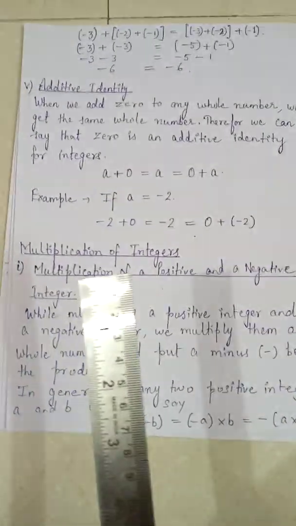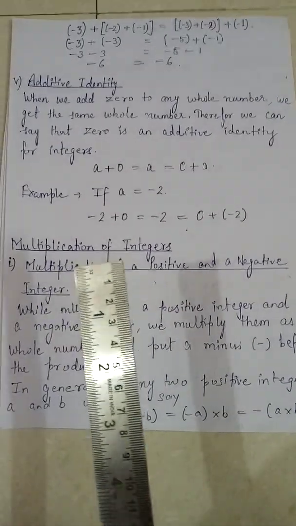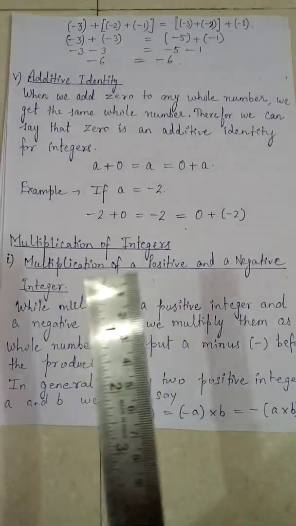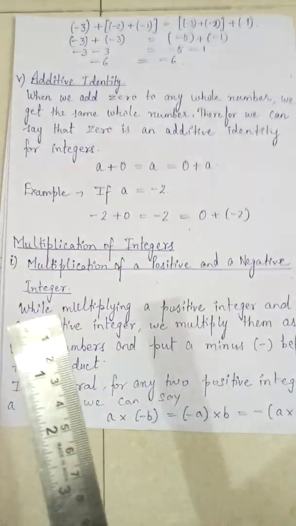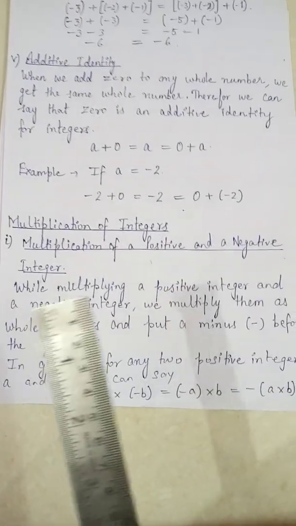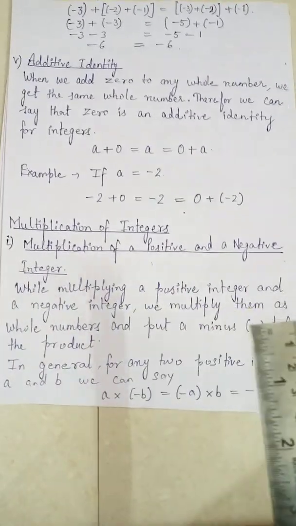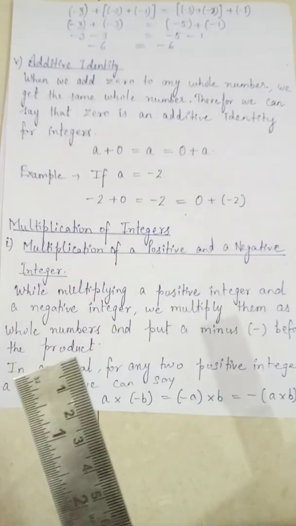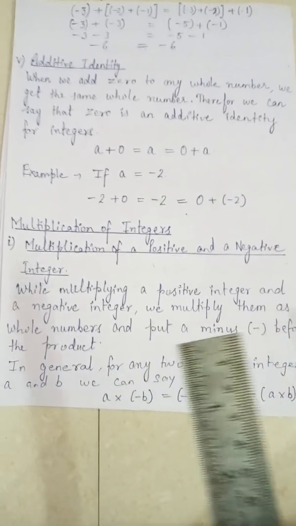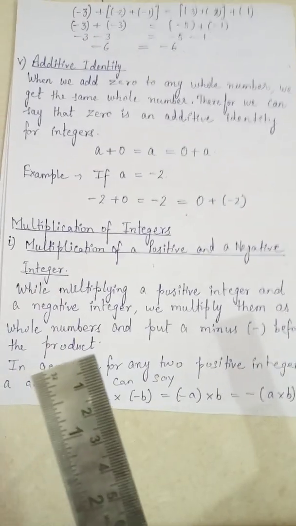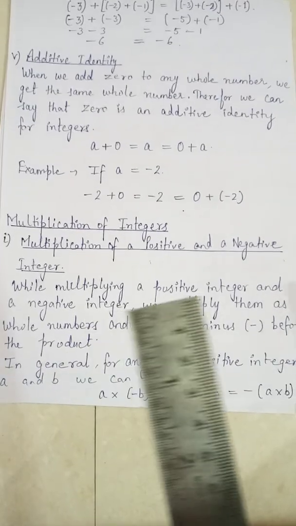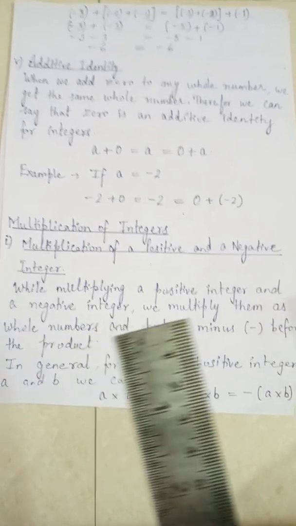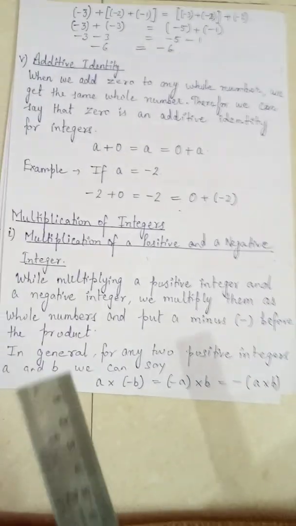The next heading is multiplication of integers. The first subheading is multiplication of a positive and a negative integer. While multiplying a positive integer and a negative integer, we multiply them as whole numbers and put a minus sign before the product. That means when we multiply a positive with a negative integer, we multiply only the whole numbers and we put minus in the answer.